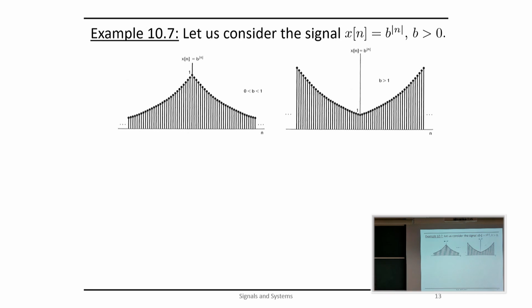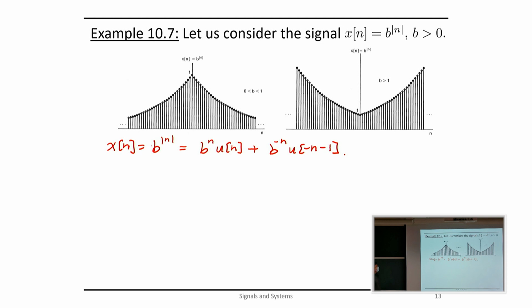Okay? So for this case here, x[n] equal to b to the power absolute n, you can split this into b to the power n times u[n] plus b to the minus n times u[-n-1].